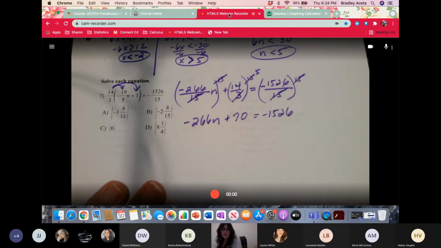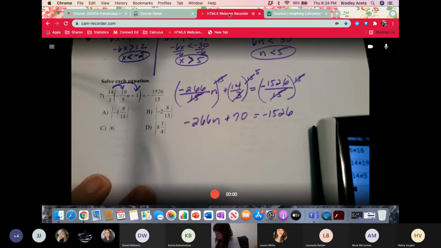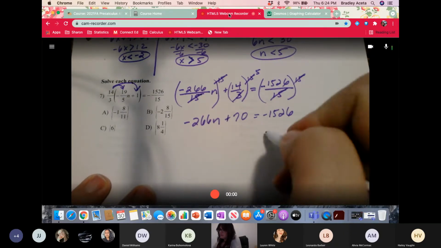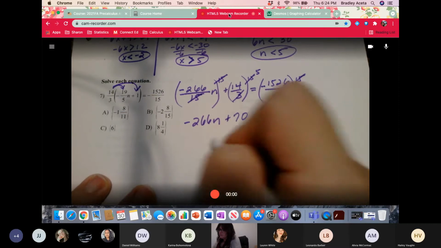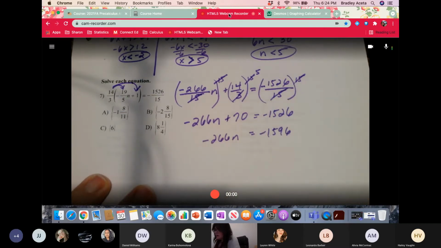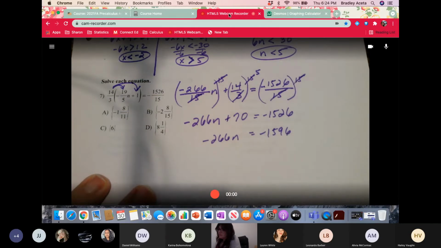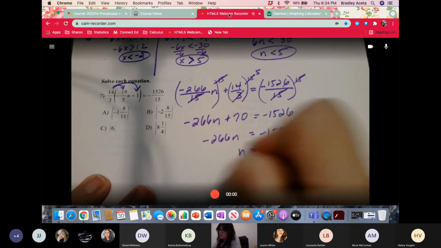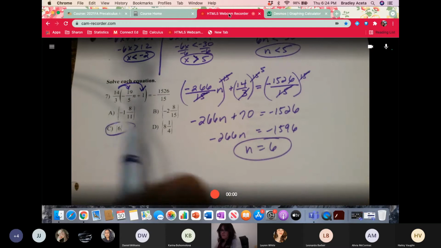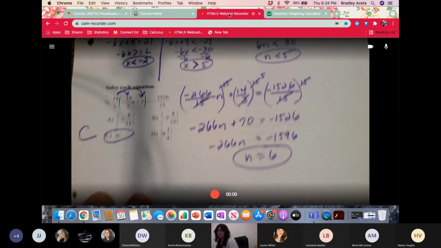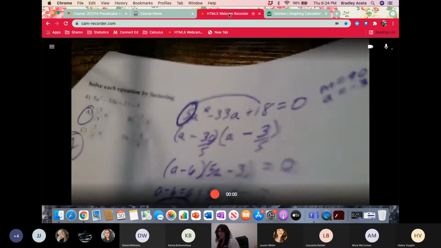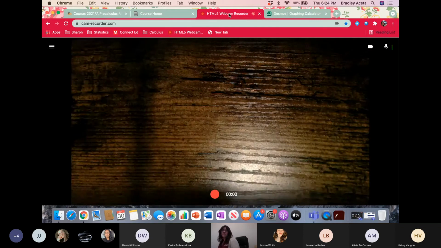And now you have a simple equation, a one-step equation, well, a two-step equation to solve for. You just take negative 1526 and minus 70, which is negative 1596. And then divide that by negative 266. And all that to say n is 6. All right. Moving on.